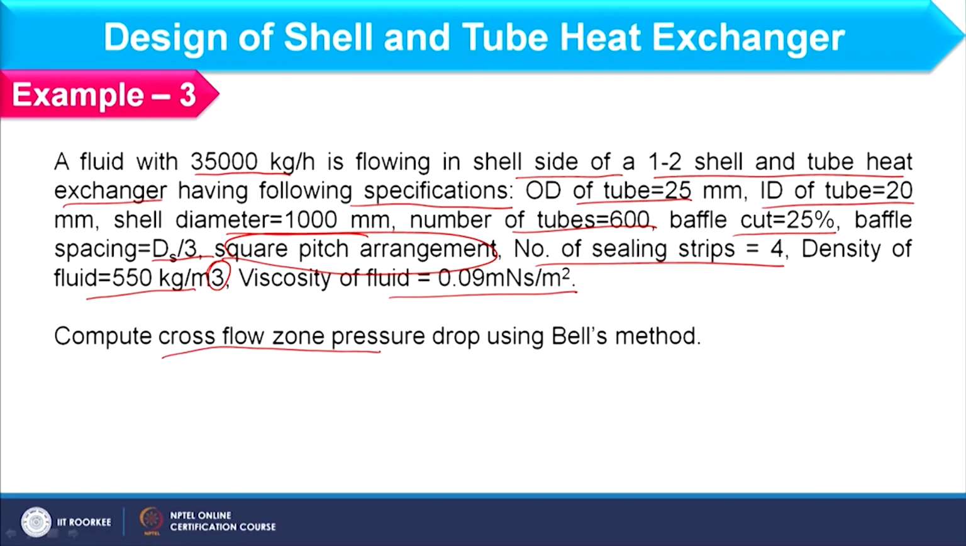the cross flow zone pressure drop using Bell's method, right. So, for this problem we have to find out the cross flow zone pressure drop, and for that you need the bypass correction factor as well as the leakage correction factor. Okay. So, let us start the calculation.